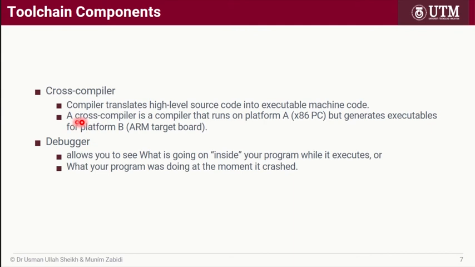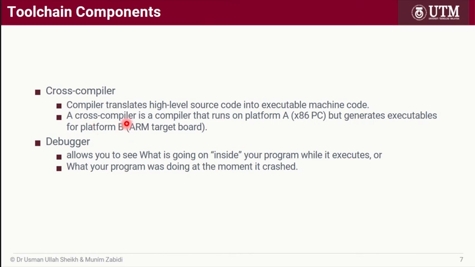A cross compiler is a compiler that runs on platform A, for example an x86 PC, but it generates an executable for platform B, for example a target board. So that is a cross compiler.